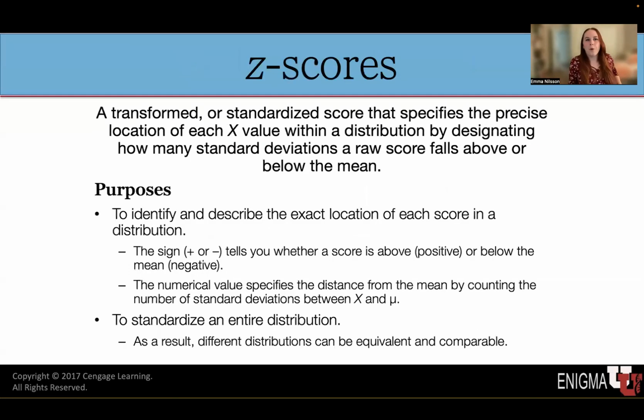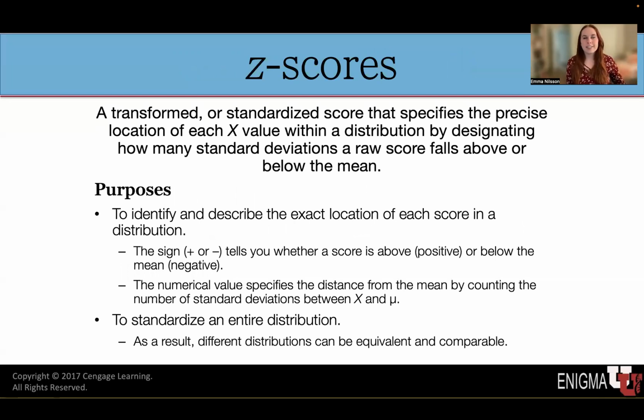Okay, so what are z-scores? By definition, z-scores are a transformed or standardized score that is going to specify the precise location of each x value within a distribution. And how it does that is it designates how many standard deviations above or below the mean that raw score falls.